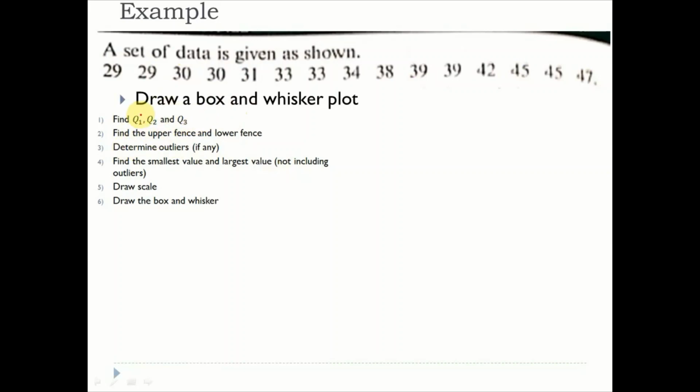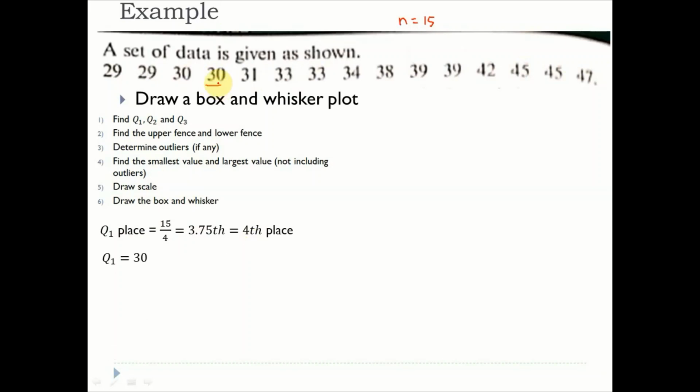When we want to find Q1, Q2, Q3, first we need to know how many numbers we have here. If we count, 1, 2, 3, 4, 5, 6, 7, 8, 9, 10, 11, 12, 13, 14, 15. So we have 15 numbers. We already know how to find our lower quartile, Q1: we first find the Q1 place, which is 15 divided by 4. We get 3.75, which means it is the fourth place. This is 1, 2, 3, 4. Therefore, this is our Q1.